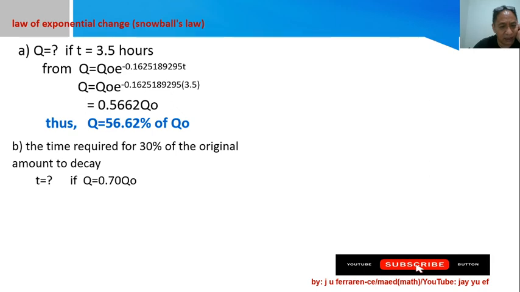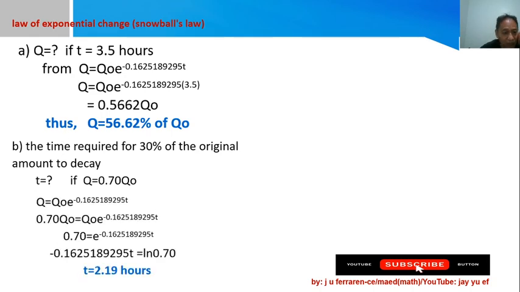The time required for 30% of the original amount to decay. We are asked to give the time elapsed when 30% is out, meaning 70% is left, or 0.7 of the initial is remaining. Now with the formula we obtained, complete with the value of your K, I can have 0.7 Q sub O, then the Q sub O will be out. Then I can obtain my number of hours, which is 2.19 hours. Try to use your calculator to calculate this, or try to simplify in order to arrive at the required T.